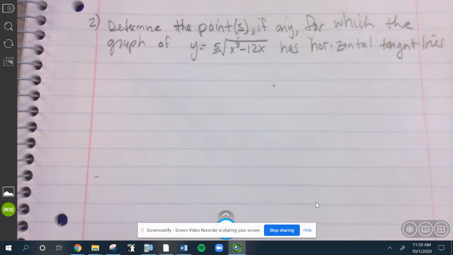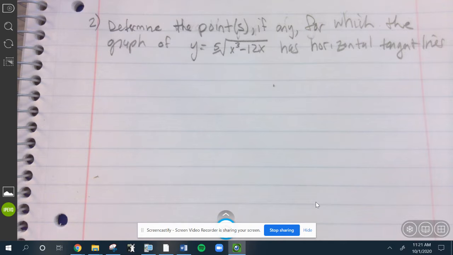As promised, and you all know I'm always a man of my word, here's the next application of differentiation using a chain rule. This is a question where we're supposed to determine the points, if there are any, for which the graph of the fifth root of x cubed minus 12x has horizontal tangent lines. So by now you know this is an easy translation.